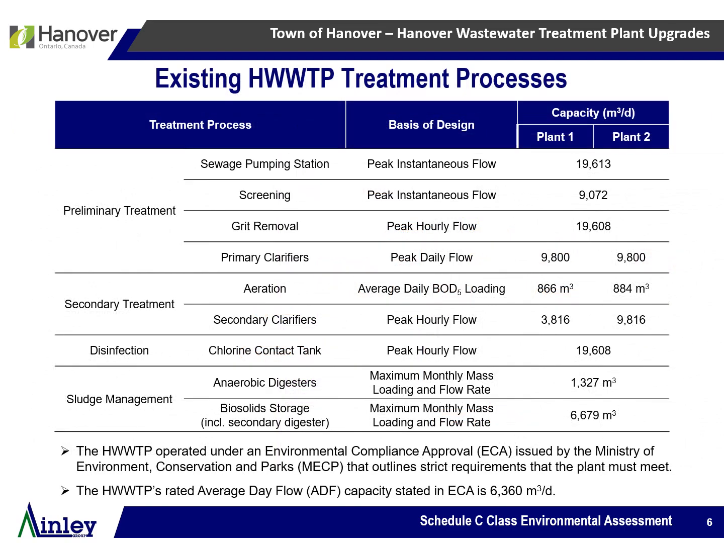The environmental compliance approval issued by the Ministry of Environment, Conservation and Parks outlines the treatment capacity of each process based on different criteria. The rated capacity of the plant is 6,360 cubic meters per day. Unit processes within wastewater treatment facilities have varied basis of design. The unit processes at the Hanover plant, their basis of design, and the current capacity are listed in the table presented here.